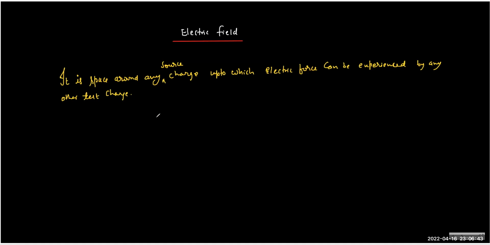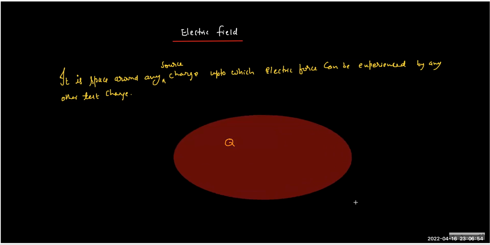Because this is the simple definition. Every charge is capable of creating some sort of aura around itself, and this aura we call electric field. Now technically, or theoretically, it extends up to infinity in all directions.